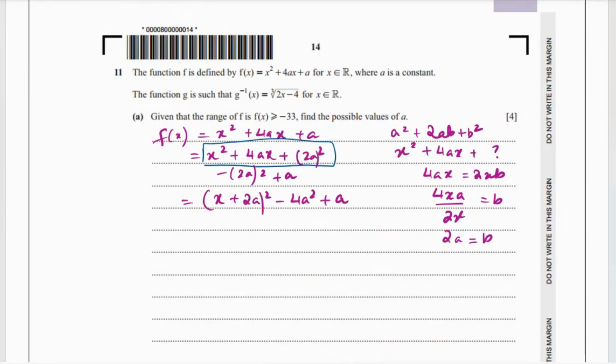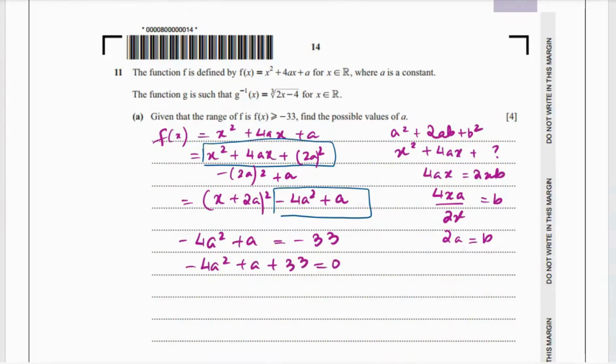Now, since the question says that the range of f is f of x is greater than or equal to negative 33, which means this part is equal to negative 33. Why? Because the smallest value of the function, the smallest value of y is negative 33. And this also denotes the minimum value of the function. Since this is a minimum curve, this is the minimum value of y. So that means negative 4a squared plus a equals negative 33. Negative 4a squared plus a plus 33 equals 0.